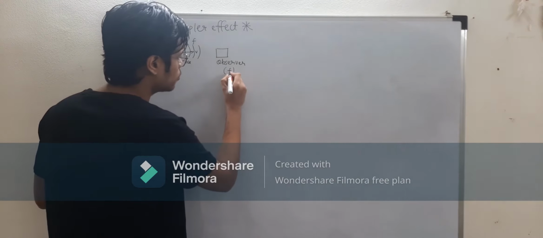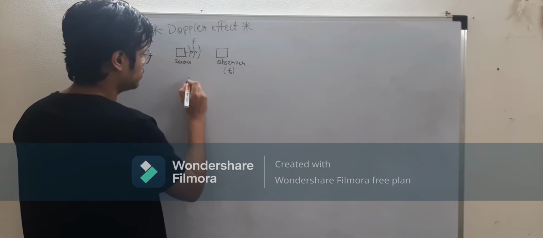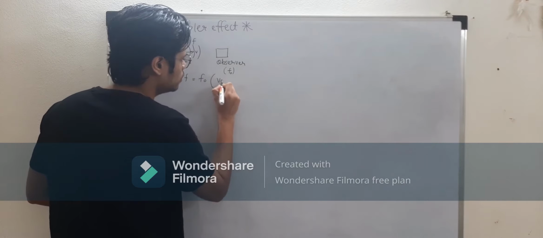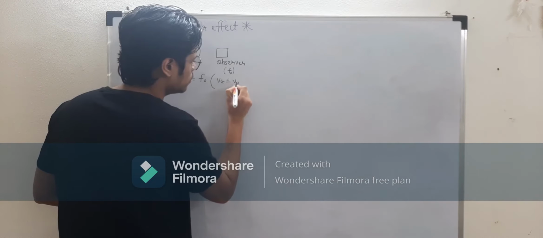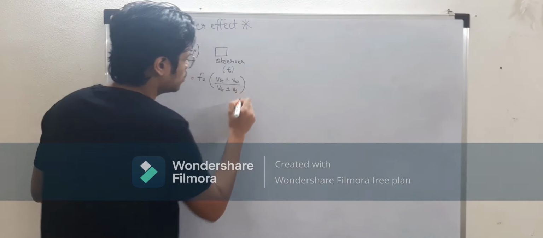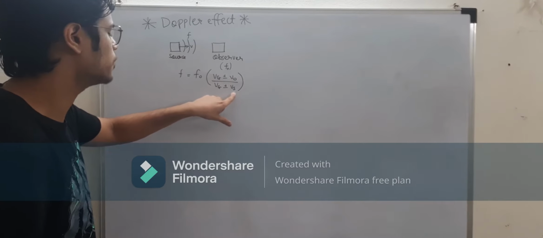So let's say the observer records a frequency f naught and the source has a frequency f. Then the expression for Doppler effect is given as f naught = f (Vg ± V naught) / (Vg ± Vs). Now I'll explain what is Vg, why have I used plus minus, what is Vs and all that.